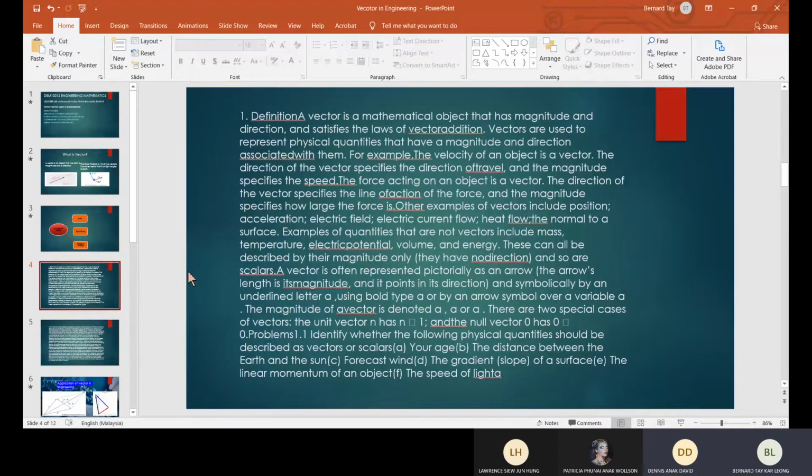Okay, so here, I'm just going to cut some of it.